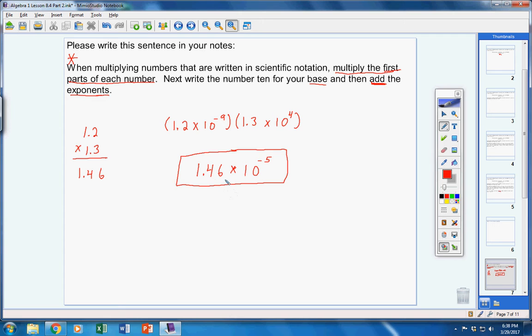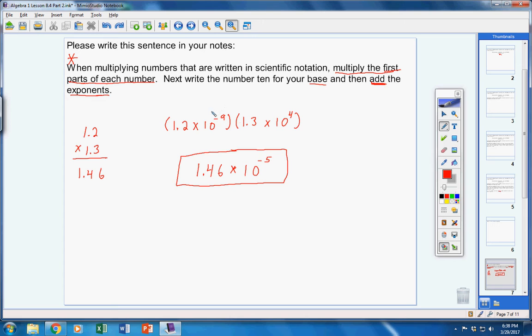First of all, do I have one digit to the left of the decimal? Yes, a 1. I have a 1 to the left of the decimal, so I'm good there. Do I have a 10 here? Yes. Do I have a whole number here? Yes, I'm good. This is written in scientific notation. I'm finished. Are you listening, guys?